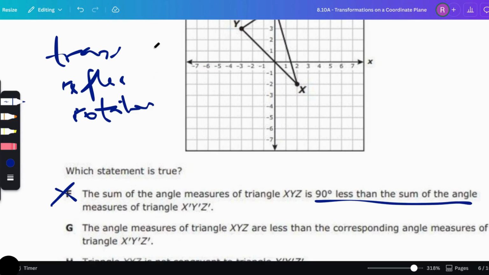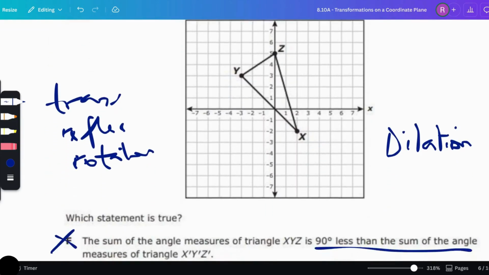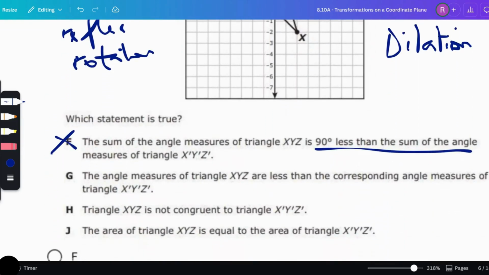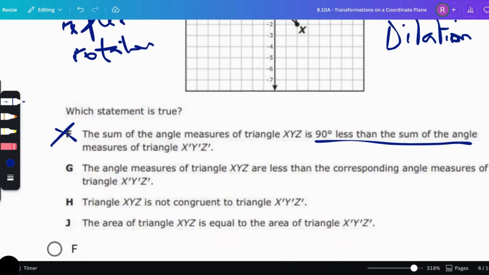They don't change the sizes, they don't change the angle, they only change the position. It's only dilation that changes the sizes or the angles. So these ones do not change. Once you hear rotate or translate or reflect, just know that the size or the angle will not change.